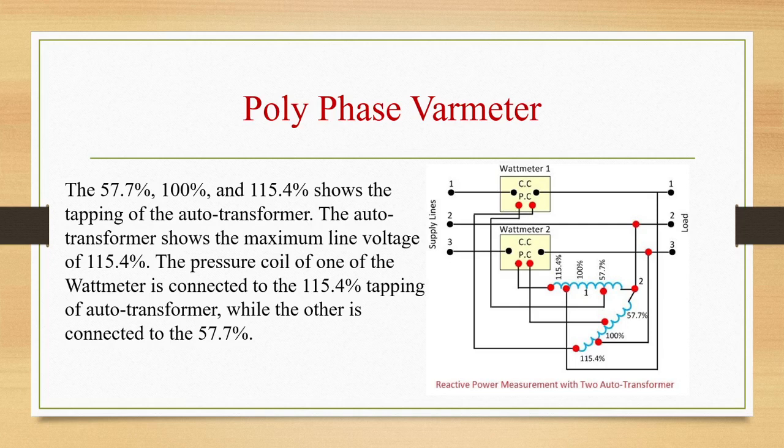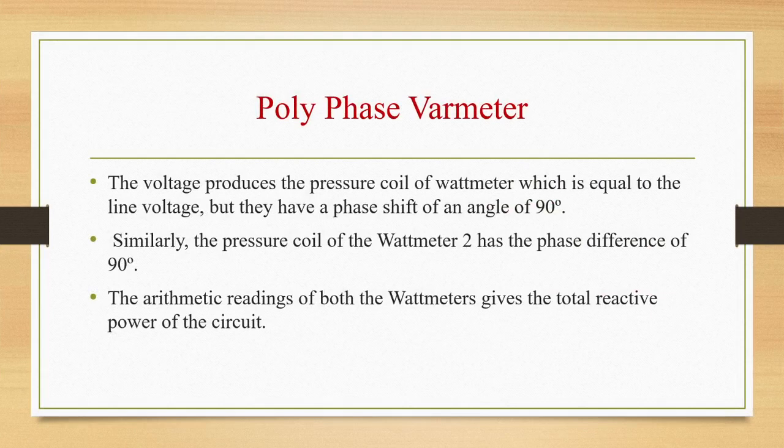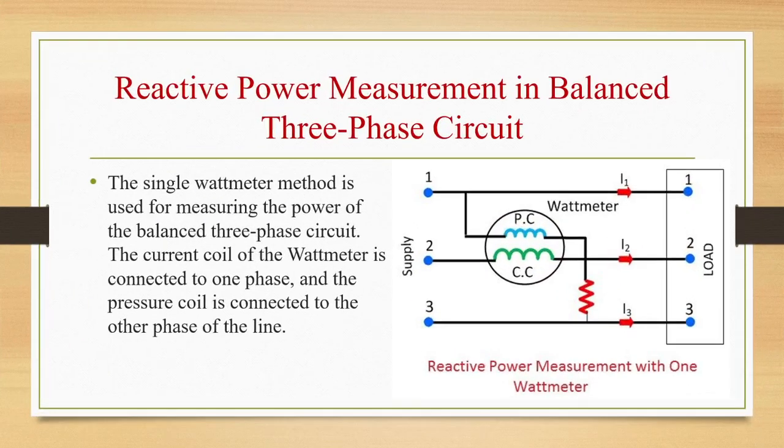The pressure coil of one of the wattmeters is connected to the 115.4% tapping of the auto transformer, while the other is connected to the 57.7%. So there are two wattmeters used here, and the total reactive power will be the arithmetic addition of the readings of both wattmeters. The voltage across the pressure coil of the wattmeter is equal to the line voltage, but they have a phase shift of 90 degrees. Similarly, the pressure coil of wattmeter 2 has a phase difference of 90 degrees. So the arithmetic sum of the readings of both wattmeters gives the total reactive power of the circuit.